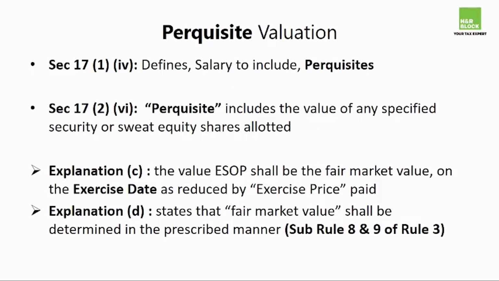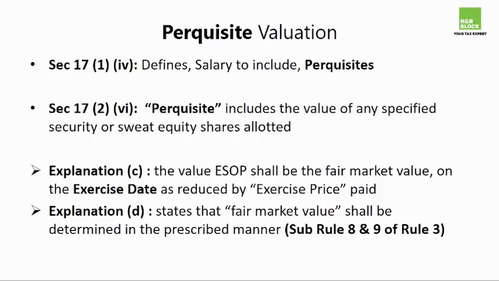So, perquisite valuation rules. We already discussed that this is considered as perquisite and perquisite is also included in salary. The definition of salary given in the Income Tax Act says that salary also includes perquisites, and section 17(2) also says that perquisite includes the value of any specified security or sweat equity shares allotted to you. It means the perquisite also includes the value of your stock options. So that's how it is taxed as perquisites, and this is the reason why it is included in your taxable salary.